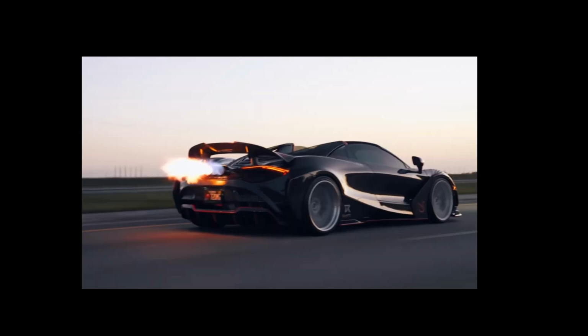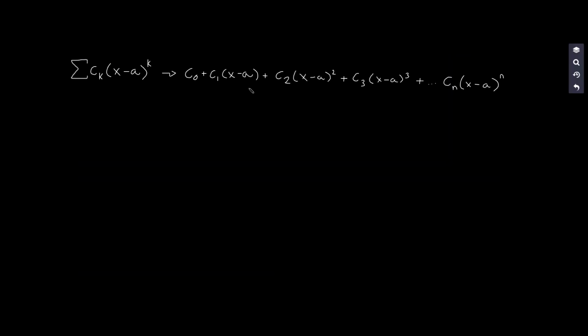But a Maclaurin series, no, not McLaren, Maclaurin. A Maclaurin series has a certain form. It's a summation from k equals 0 to infinity of c sub k times x raised to the power of k, and c sub k is just some coefficient, right?